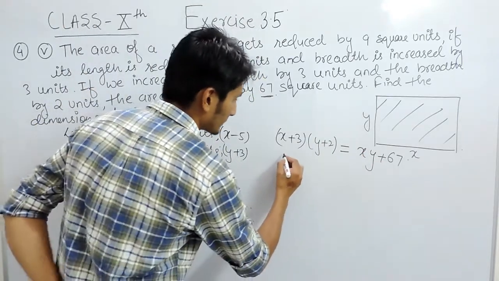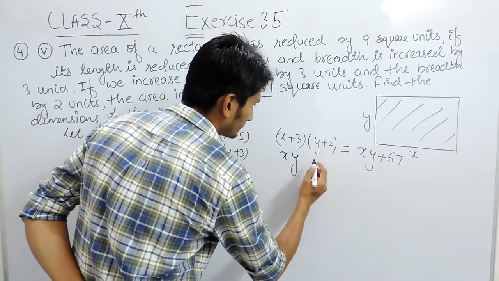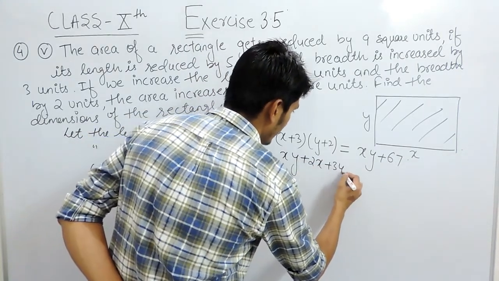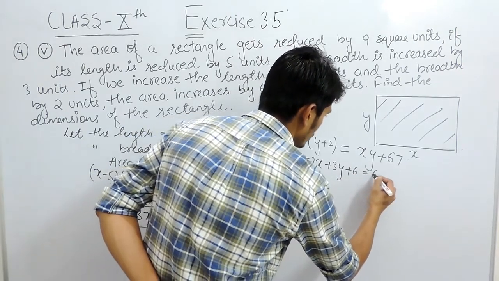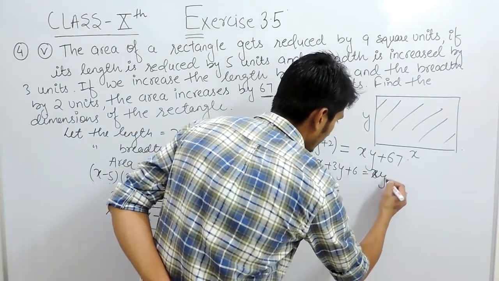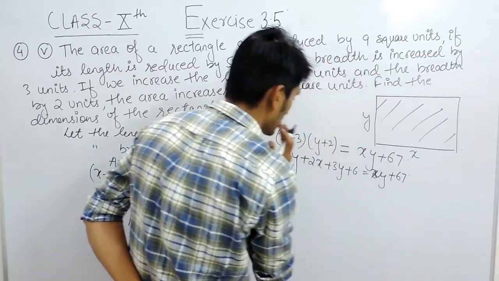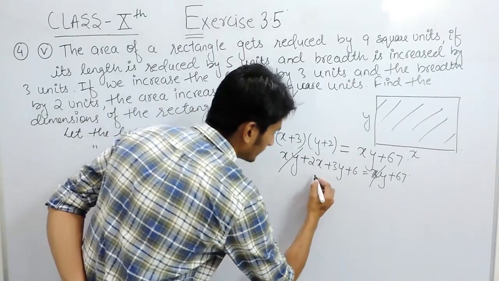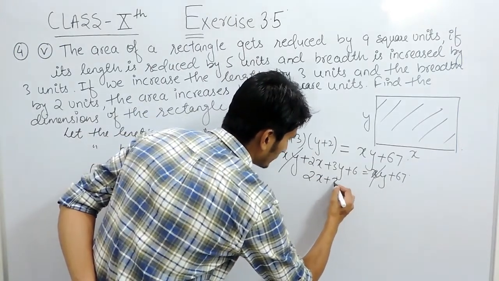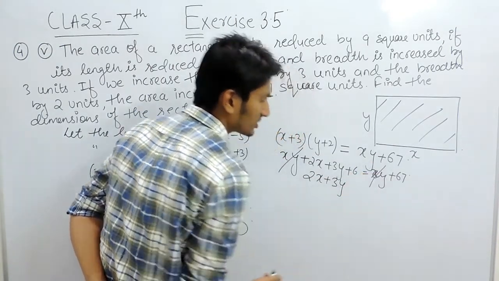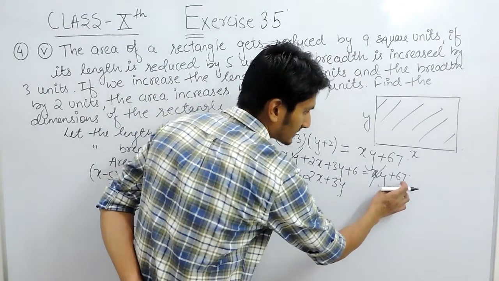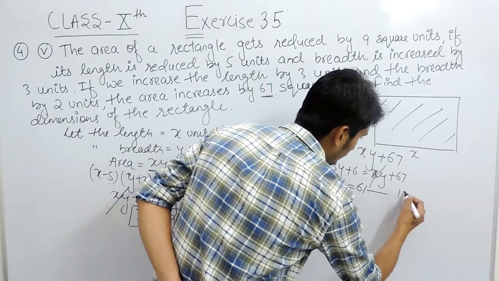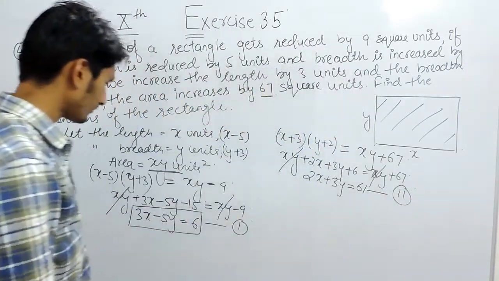Again solve it. This is xy, this is 2x plus 3y plus 6 is equals to xy plus 67. Again this xy can be cancelled out. Equation becomes 2x plus 3y. This 6 when shifted to that side will become negative, and 67 minus 6 is 61. So this is our second equation.